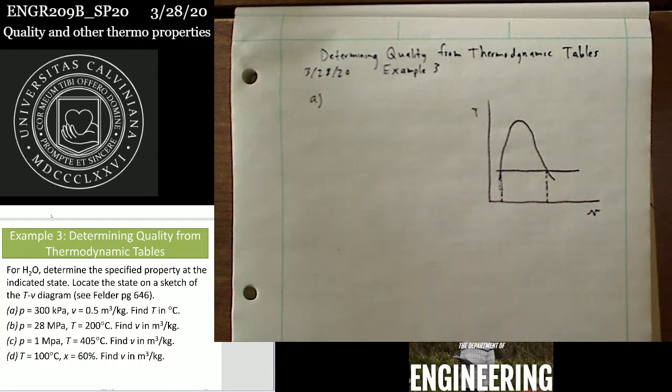Here for example 3, we're going to look at finding out different properties like quality and specific volume at different parts of the phase diagram and at different parts of the steam tables. So for part A, we're asked for, at a pressure of 300 kilopascals and 0.5 meters cubed per kilogram specific volume, what is the temperature at that point?